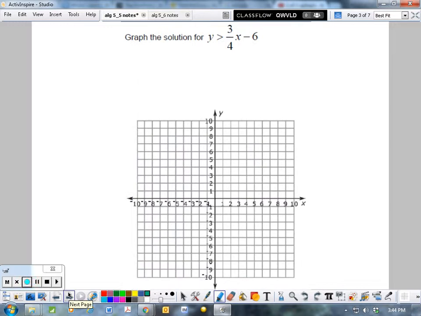Okay, so now we're going to graph another one. We're going to start at -6 on the y-axis. So I'm going to go down to -6. And then my slope is 3/4. So I'm going to go up 3, right 4. So up 1, 2, 3, right 1, 2, 3, 4. Up 1, 2, 3, right 1, 2, 3, 4. Or go backwards down 1, 2, 3, left 1, 2, 3, 4.